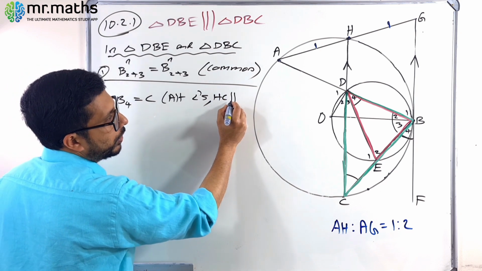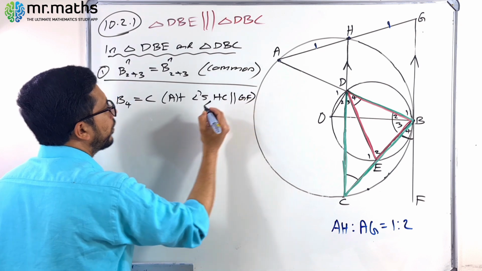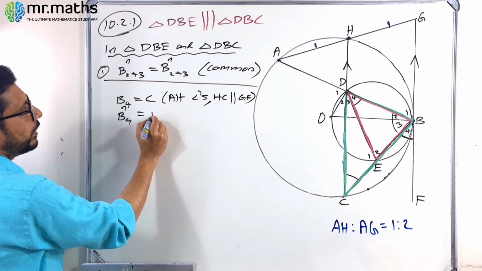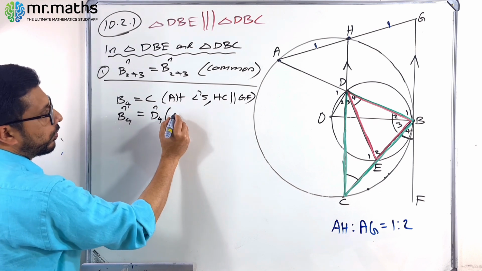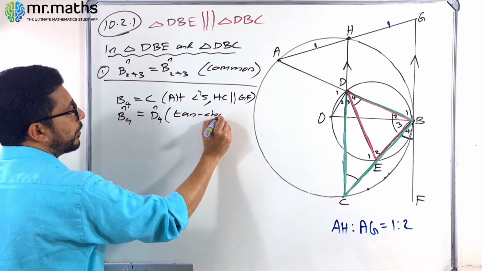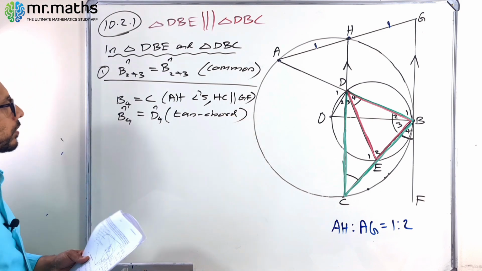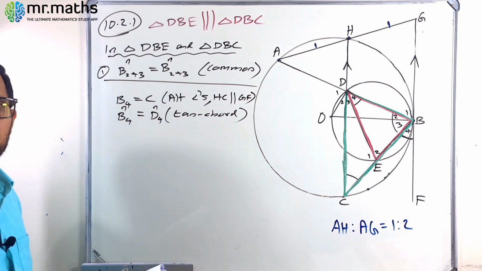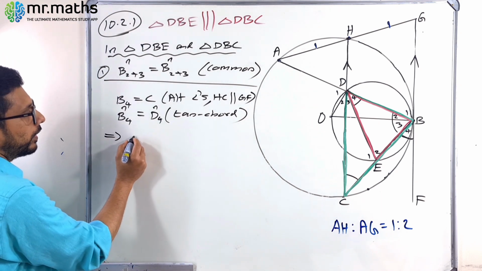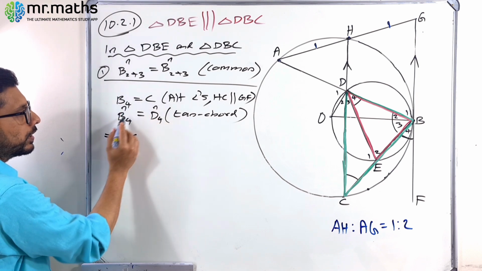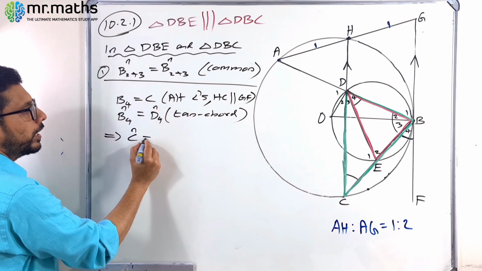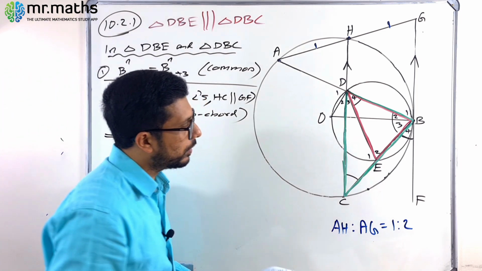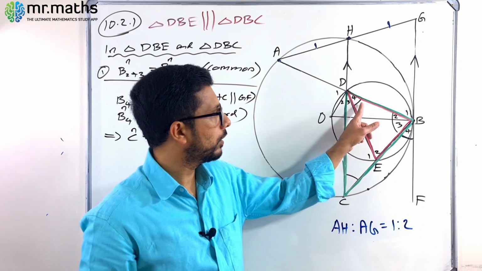HC is parallel to GF. Then we also proved that B4 is equal to angle D4. Am I right? What did we write? Tan chord theorem. Do you remember the previous question? So now look at this one. Angle B4 is equal to angle C and B4 is equal to D4. So what is the meaning of that? It implies that angle C and angle D4 are equal. You understand?